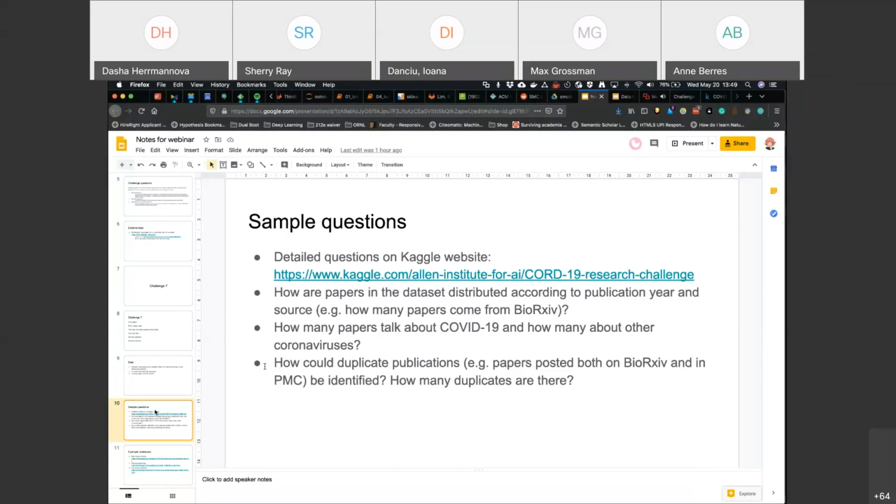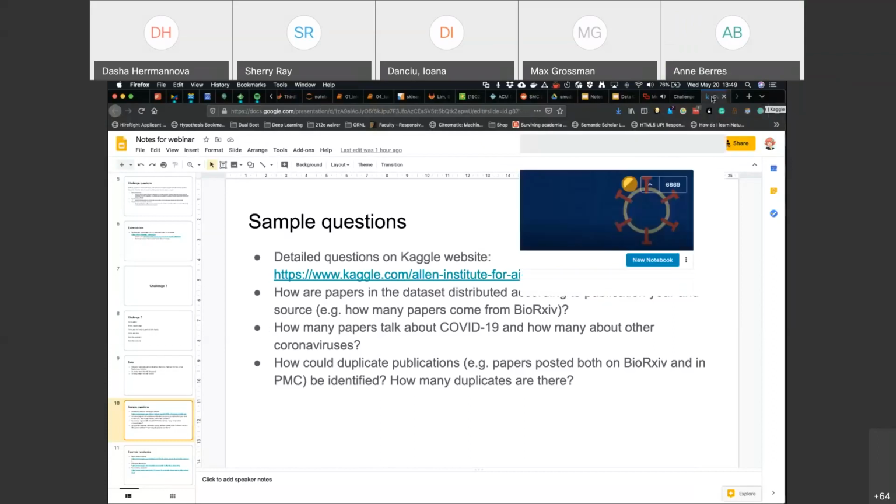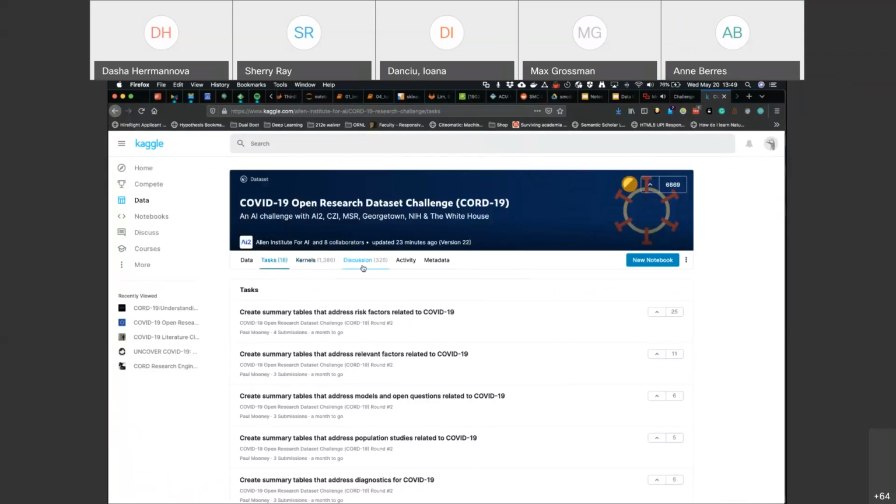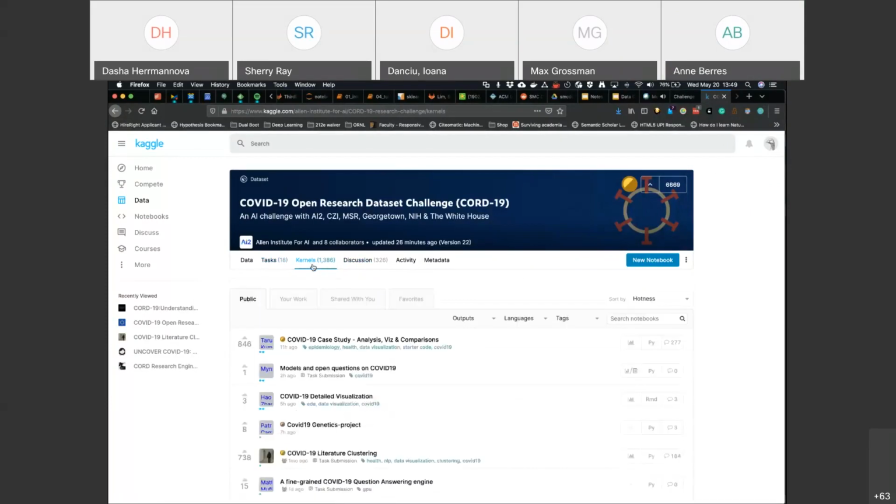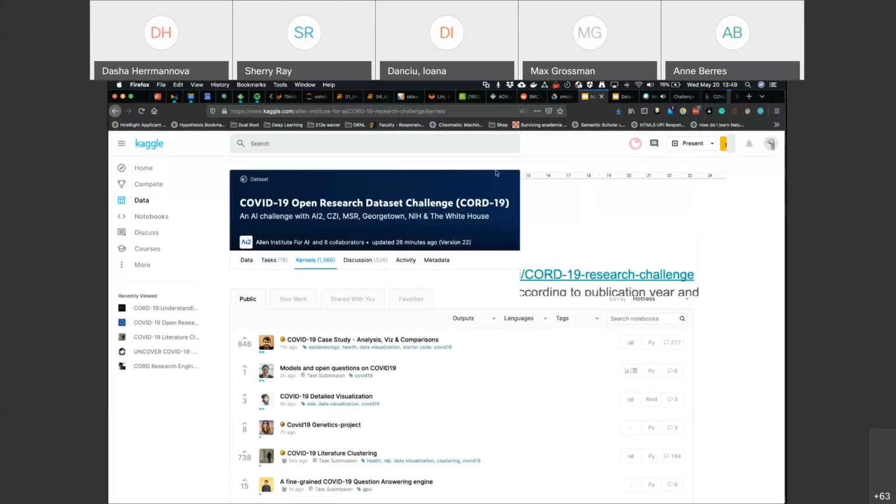And I'm not sure if you have ever used Kaggle before, but if you haven't, there is something very helpful on Kaggle, which is that there is a discussion that you can participate in, but there are also existing solutions that can all be viewed here under the tab kernels. And it seems like more than 1,300 people have already tried to answer some of the questions. So if you're trying to get started with the data, you could go through some of these kernels and see some examples of how people have loaded the data and how they have cleaned and pre-processed it.